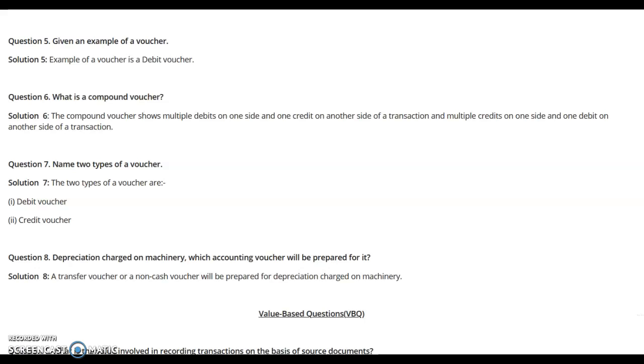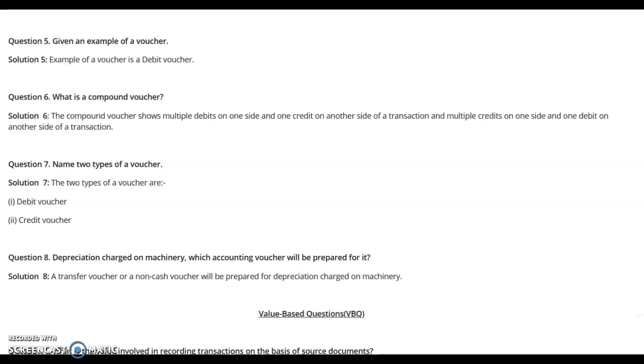First, we will take the example of a voucher. First of all, we must understand what a voucher is. A voucher is a source document or supporting document which proves that a transaction has taken place. Like the other source documents, invoice, bill, cash memo, receipt and check, a voucher is also a supporting document.